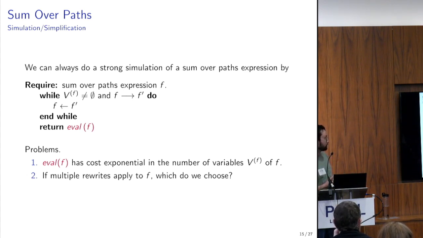Well, naively, we could just take our rewrite rule, of which we only have one, and just apply rewrites until we can't, and then finally evaluate this sum over paths expression by just summing over the variables. So this gives us two problems. One is that the evaluation has cost exponential in the number of variables, because we're summing over 2 values for each. And the other one is, okay, how do we choose a rewrite to apply? So we want to simplify this before we get to a point where we would be able to evaluate it, but we don't know what order we would apply these rules in to get what we want.